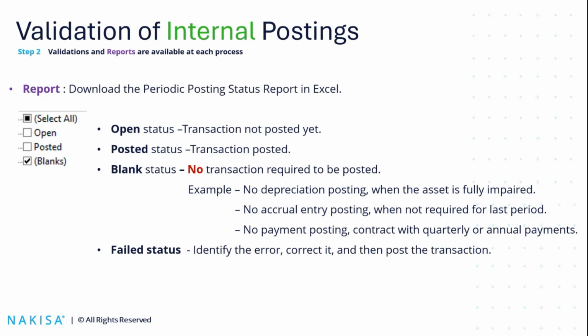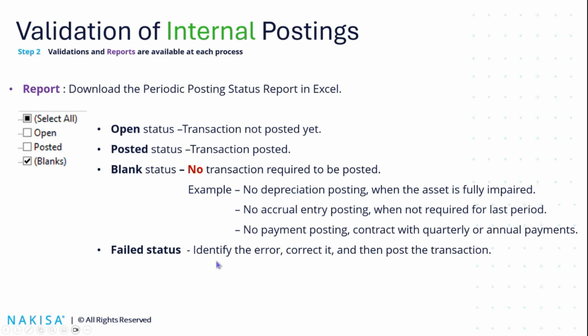For example, if there's no depreciation posting, you will see a blank on that column for that activation group. Why so? It could be because the asset is fully impaired. Similarly, no pool entry posting is required if it's the last period, or no payment posting is available for that month because the contract could be on a quarterly or annual basis for the payments, right? So for that particular month, it might not require a posting for payment. So you'll see a blank.